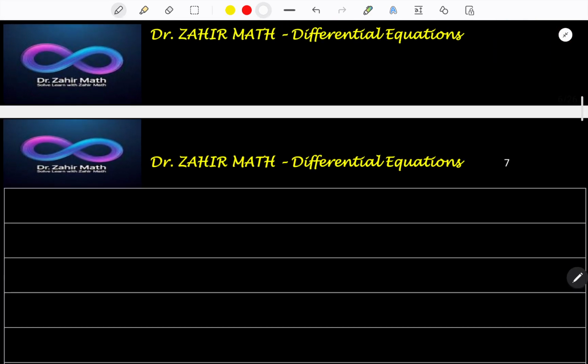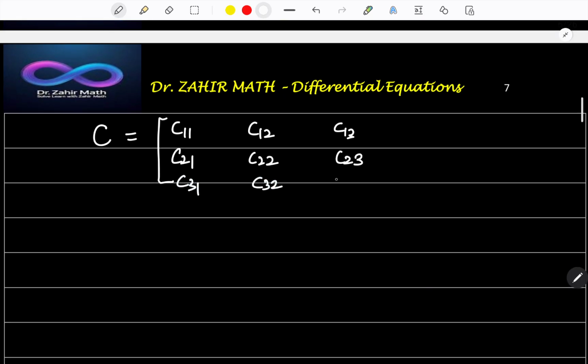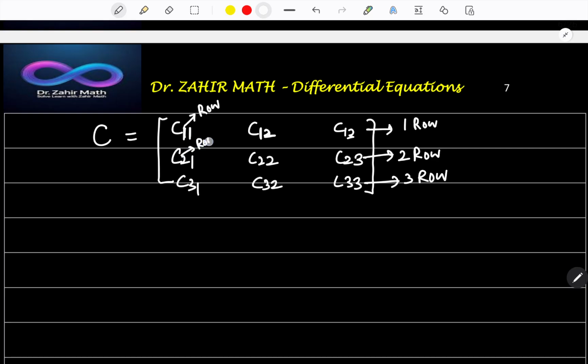Cofactor matrix, right? So let me call the cofactor matrix as matrix C11, C12, C13, C21, C22, C23, then C31, C32, C33. How to write this, teacher? Usually this is first row, and this is second row, and this is third row, right? The first number is row. So first row, first element. First row, second element. First row, third element. Second row, first element. Second row, second element. Second row, third element. Third row, first element. Third row, second element. And third row, third element.